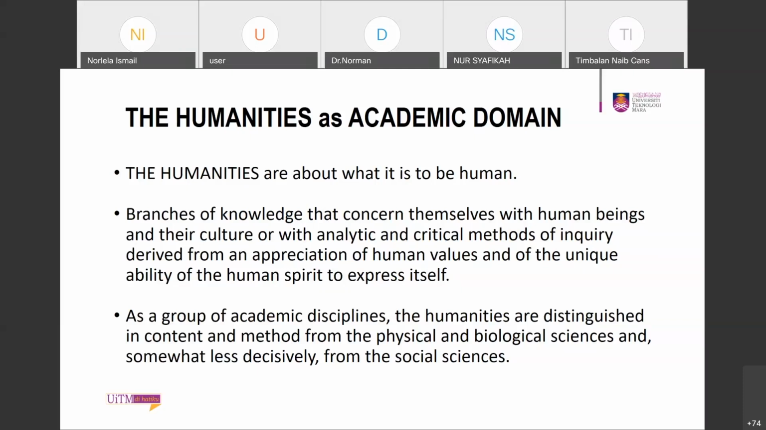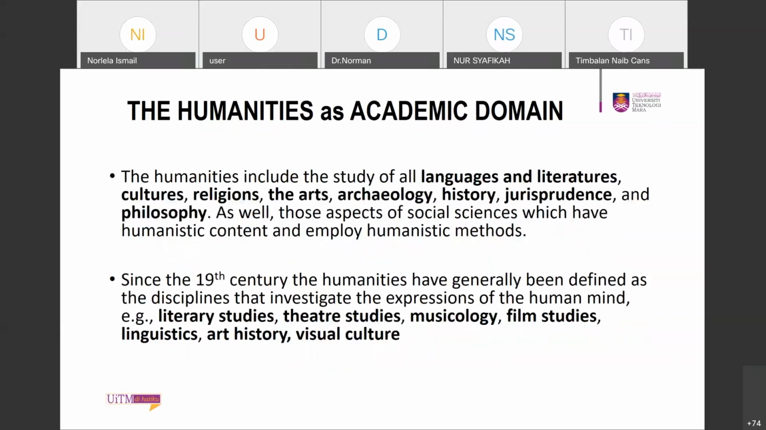So as a group of academic disciplines, the humanities are distinguished in content and method from the hard sciences, from the natural and applied sciences, and somewhat less decisively from the social sciences. The humanities include the study of all languages and literatures, cultures, religions, the arts, all forms of arts, from visual arts to performing arts, archaeology, history, jurisprudence. Jurisprudence is the theory and philosophy of law. As well as those aspects of social sciences which have humanistic content and employ humanistic methods.